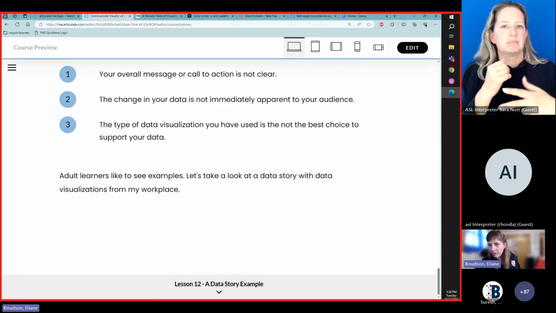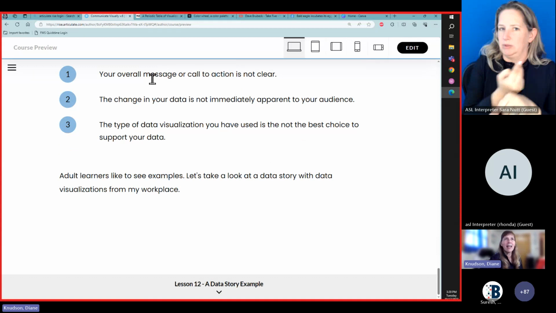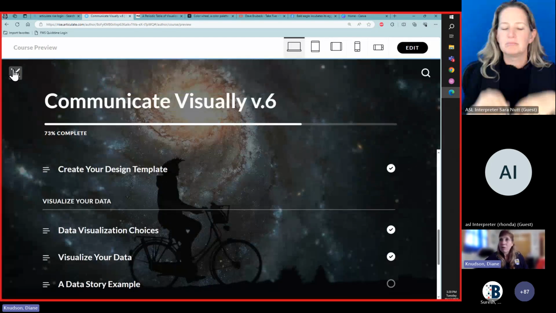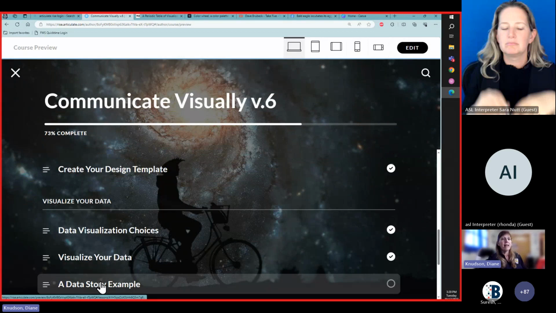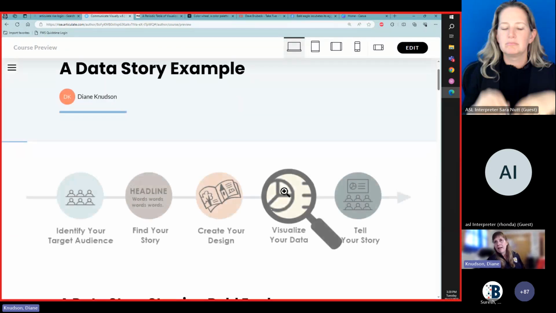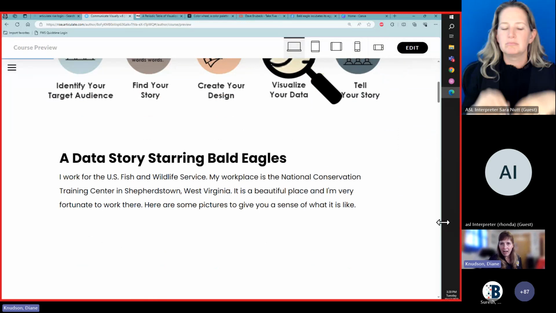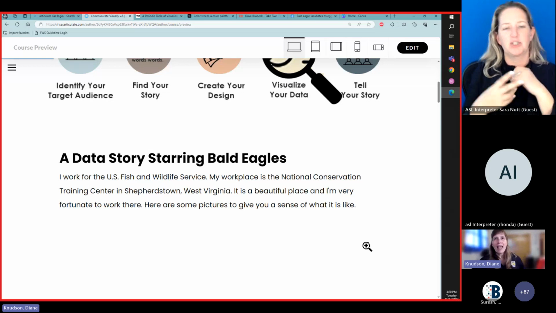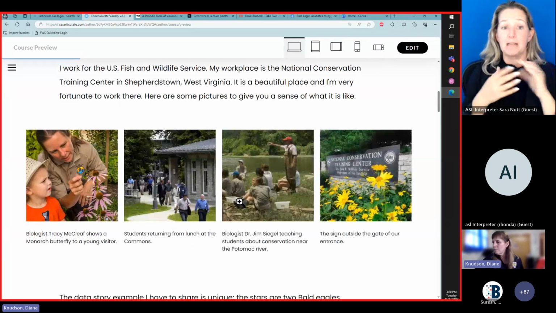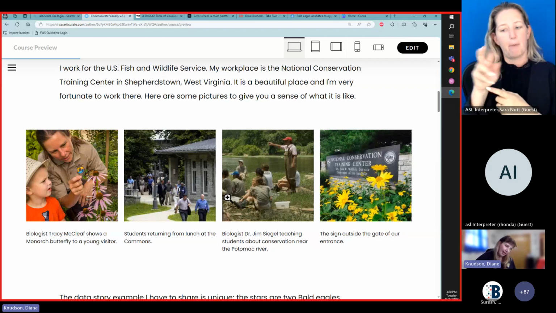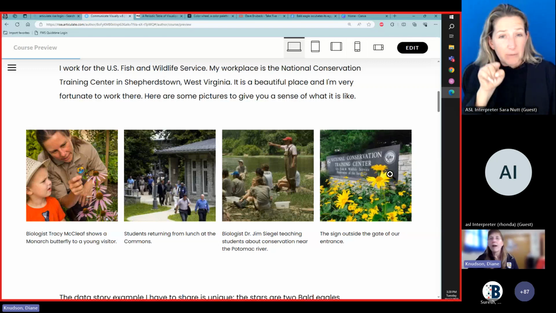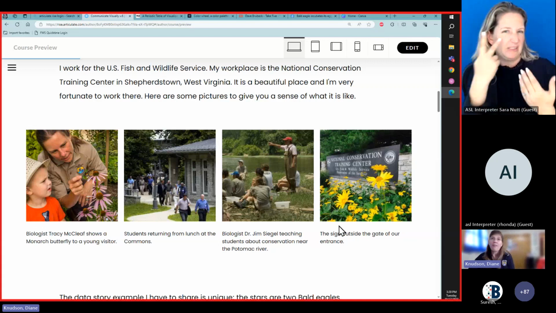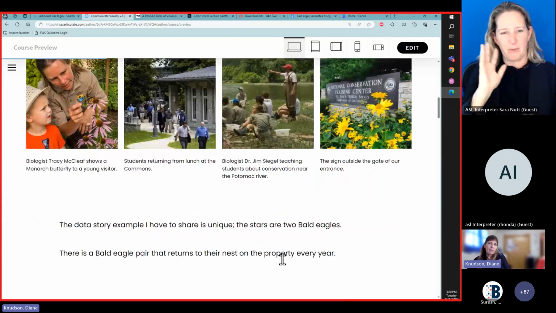And I know that adult learners like to see examples, so do I. So now at long last, I'm going to show you an example of a data story. And as I mentioned, I work for the U.S. Fish and Wildlife Service at the National Conservation Training Center, and my data story is different because it stars bald eagles. And if you attended my other presentation, you'll have seen some of these pictures before. It's in Shepherdstown. It is a very beautiful place right on the Potomac River.